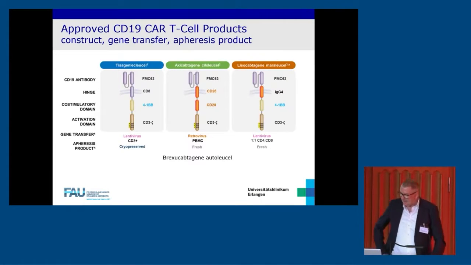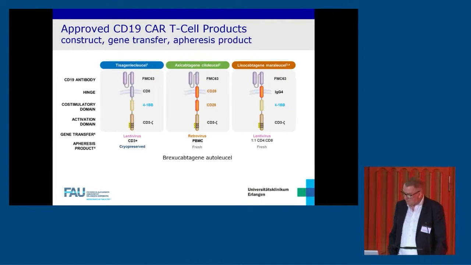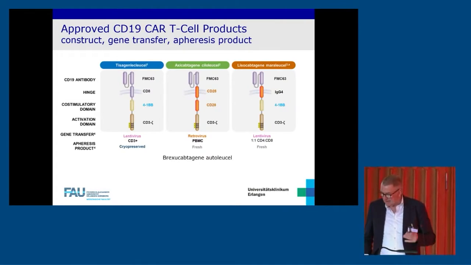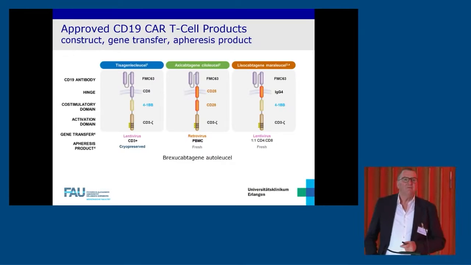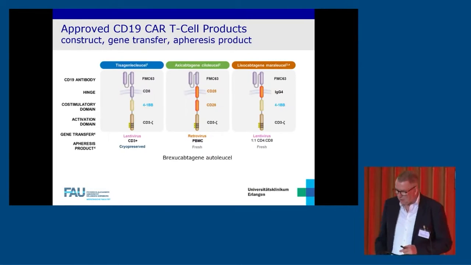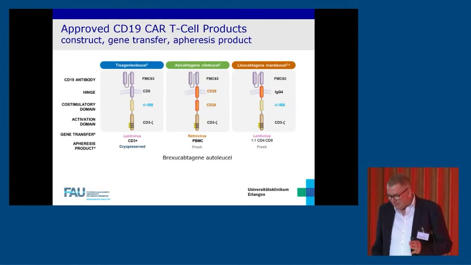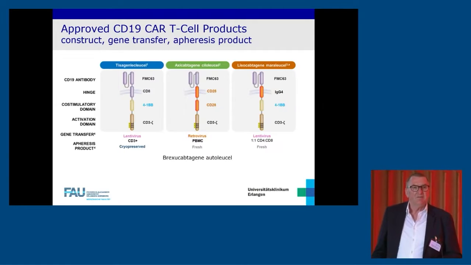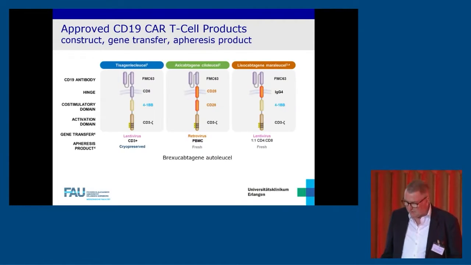So CD19 CAR T cells have emerged as a powerful tool for the treatment of relapsed and refractory B-cell malignancies, as we have heard. So far we have 4 CD19 approved products for lymphoma, and they all have some similarities. The antibody fragment is the same, but as we have heard, they have different co-stimulatory domains, and also the production of the cells is different. This is very important when we talk about CAR T cells, that each product is a little bit different.